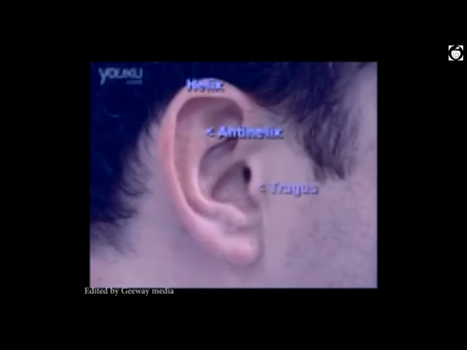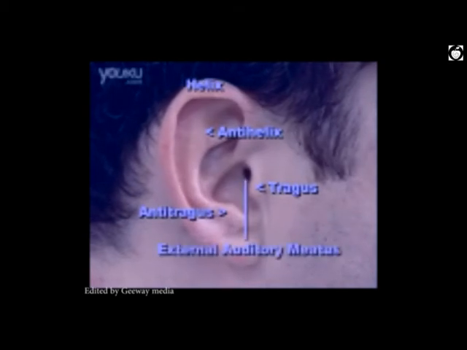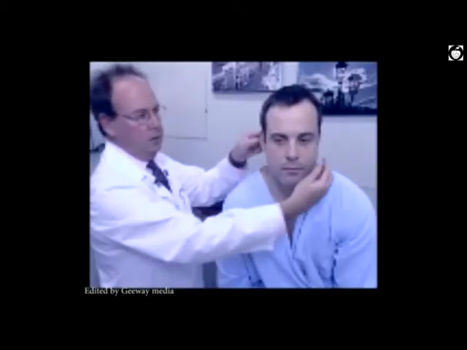The first part of the examination of the ears is inspection of the external ear. One looks at the external ear and notices the helix, the antihelix, the tragus, the antitragus, and the external auditory canal. We want to palpate also.